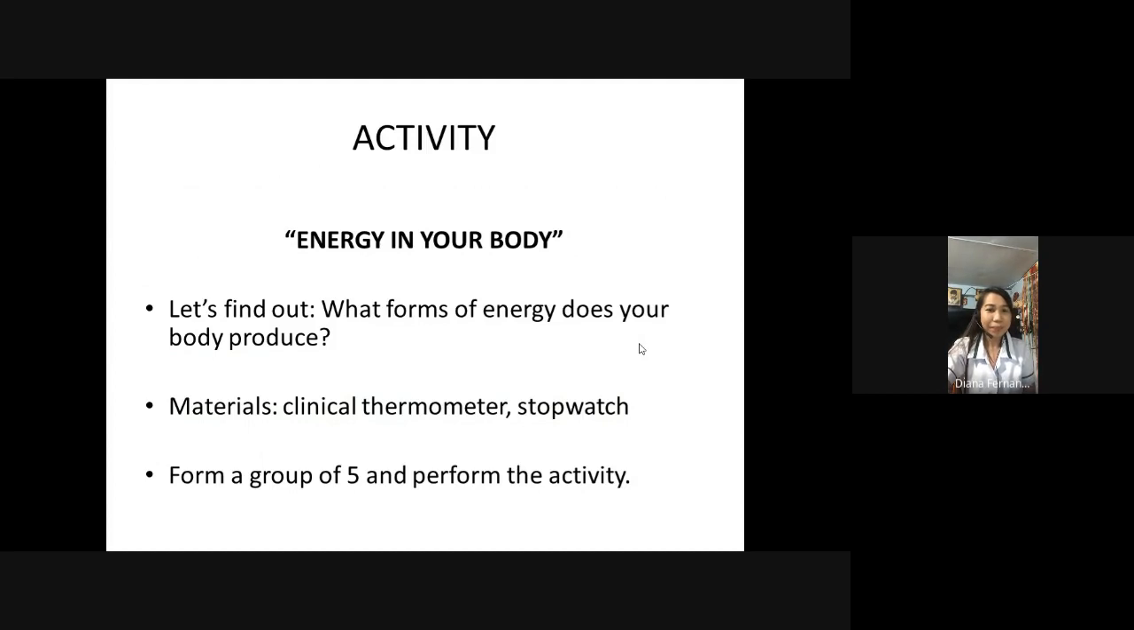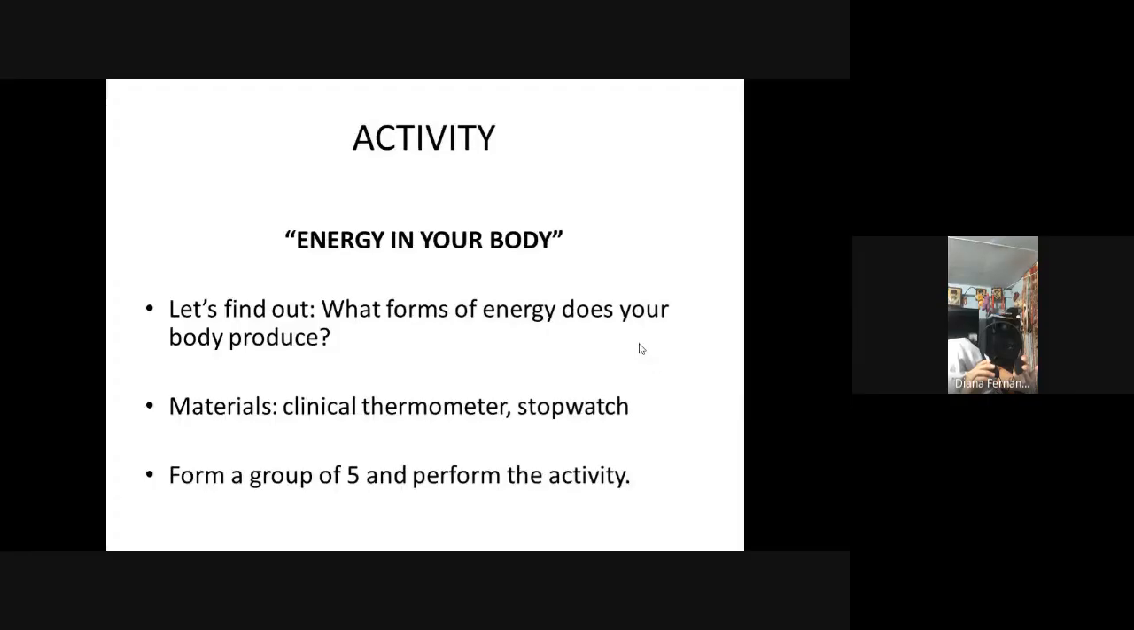Ayan. So, we do have an activity for today for us to better understand the lesson for today. Okay? Yes, ma'am. Ayan. Yung thermometer, please. Pakihingi. Okay. So, are you ready with our activity? Ayan, andyan pa ba yung mga students ko?